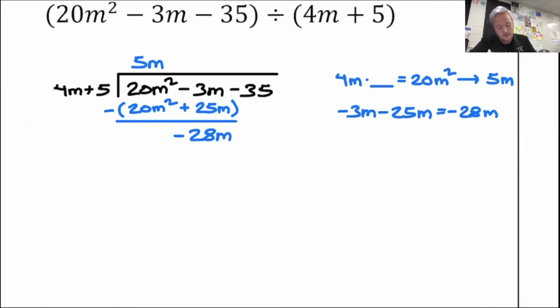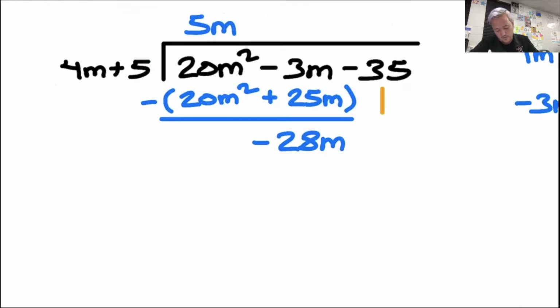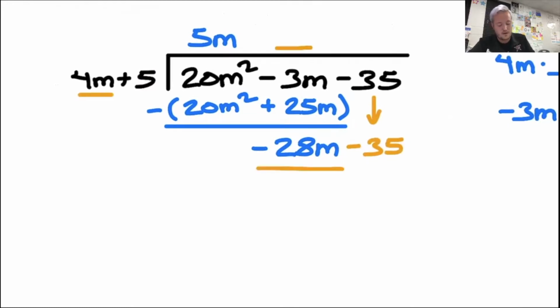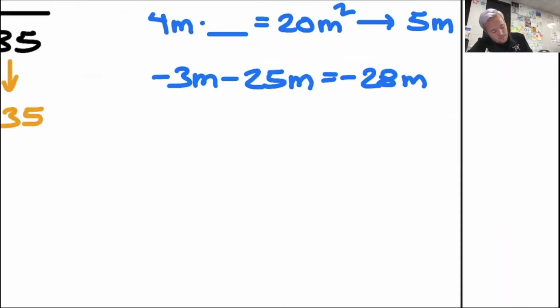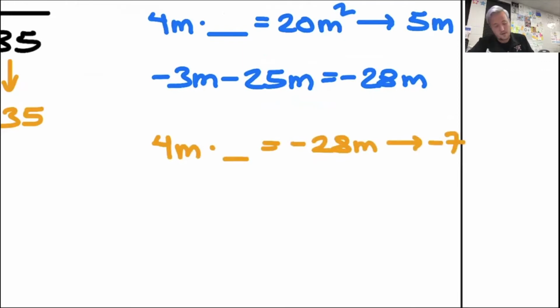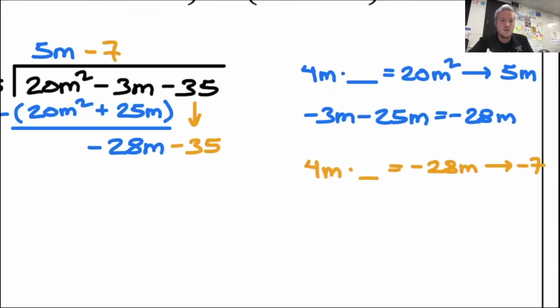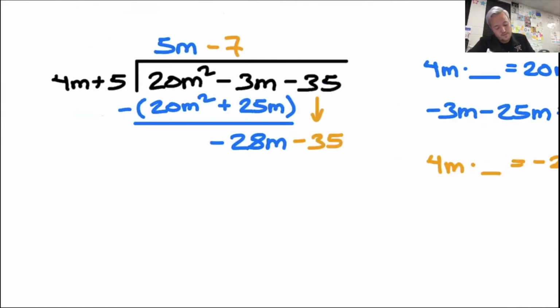So I'm going to go ahead and bring down that 35, or negative 35. All right, so I'm going to do 4m times what value gives you negative 28m? Well, that value is negative 7. So minus 7 here. So now I'm going to do negative 7 times 4m plus 5, and that's what I'm going to write underneath right here.